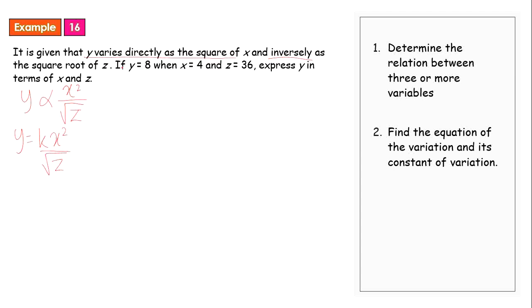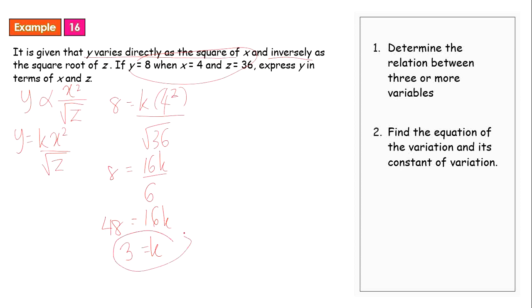So the question: if y equals 8, x equals 4, z equals 36, express y in terms of x and z. As usual, to answer this question, we need to know the value of k. To find the value of k, we use the information given. Here, y is 8, k we don't know, x is 4, so 4 squared, over the square root of z, which is the square root of 36. So 8 equals 16k over 6. So 48 equals 16k. k will be 3.